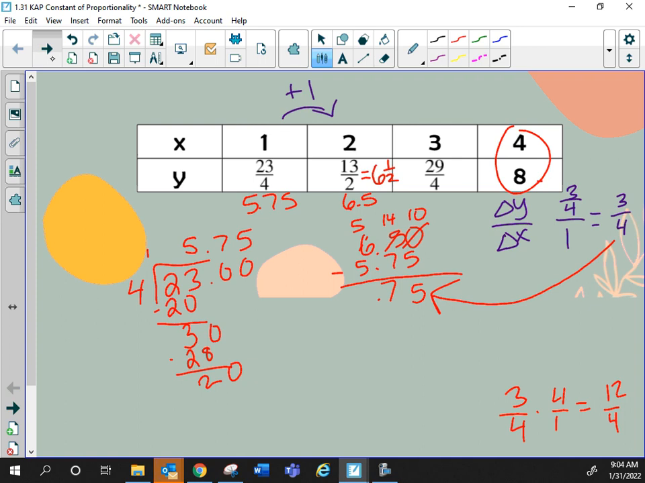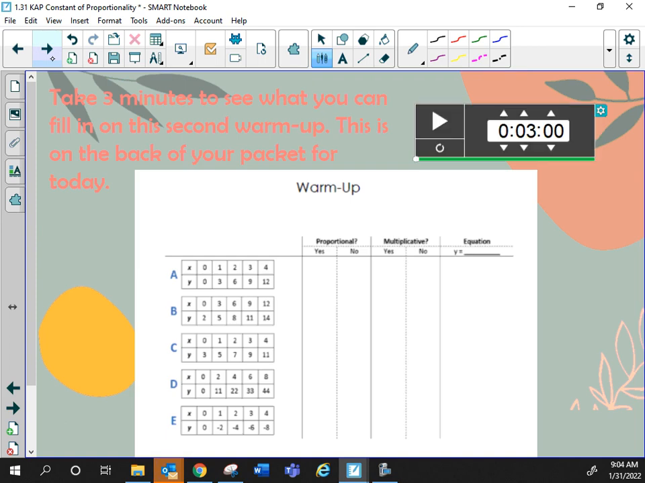They can. All right. Let us go ahead. So this is on the back of your note packet for today.